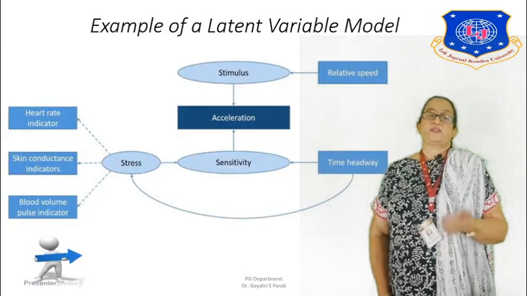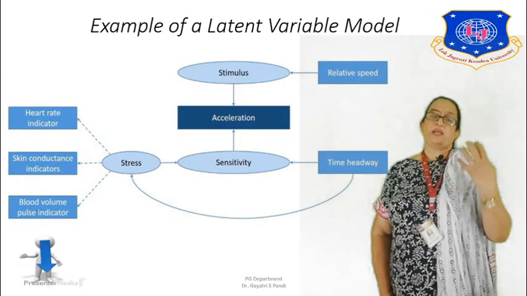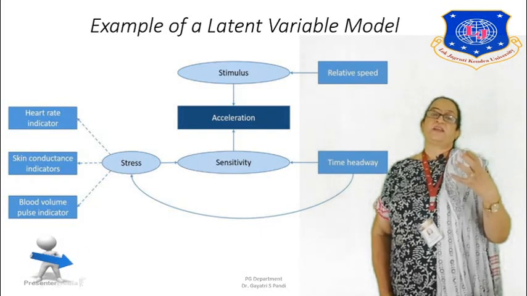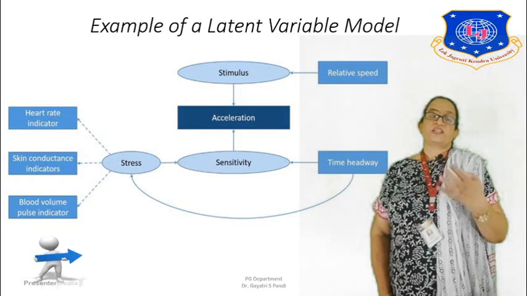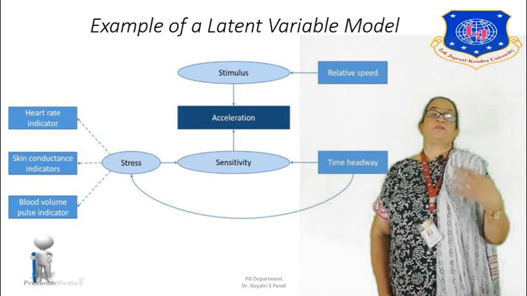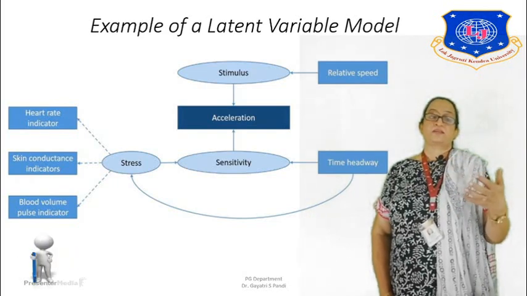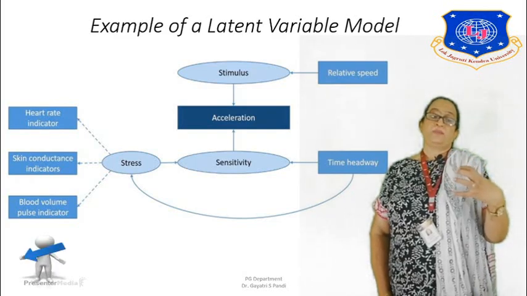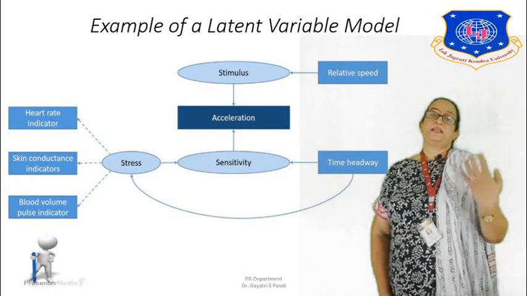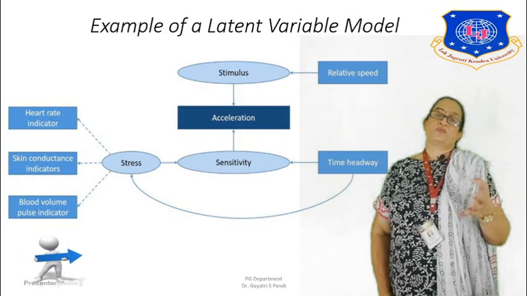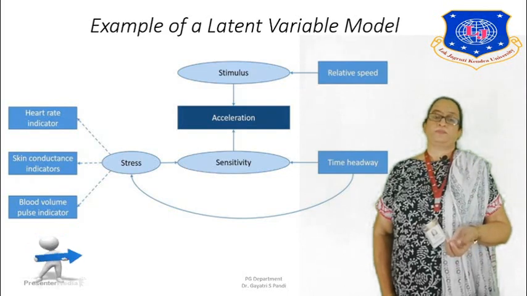Here it's basically a stimulus, and it has a certain relative speed, and if there is acceleration, if more stress is there, it would be sensitive. The stress factors are where the heart rate indicator will show that there is a lot of stress. Then you can have skin conductance, which may be an indication that you are stressed, or maybe the blood volume. Right? So pulse indicators would show that you are having some stress, and your blood pressure will increase. So this is another example of a latent variable.